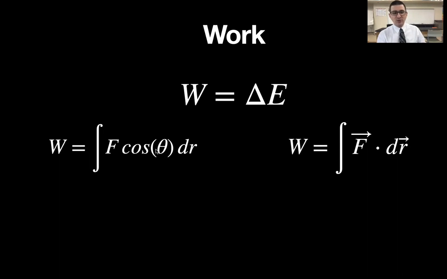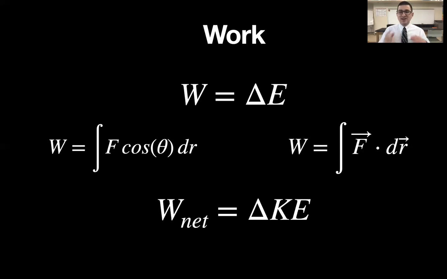But if we don't want to multiply by this cosine theta business, there's also another thing that we can do using vectors, which is the dot product, which gives us the same thing. This is just the force in the direction of that displacement, which is what this force cosine theta is trying to do. And then integrate all those forces, and then we get the work. Then when we add all those works together, we get the net work.